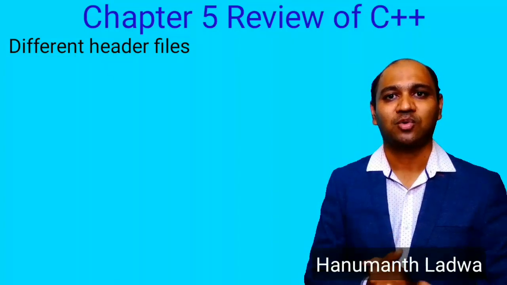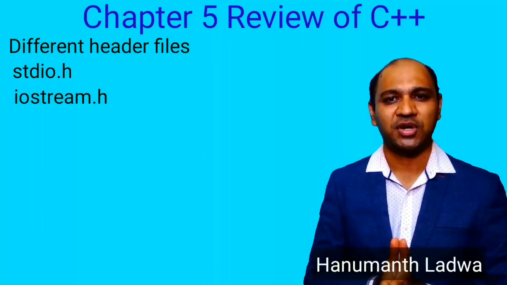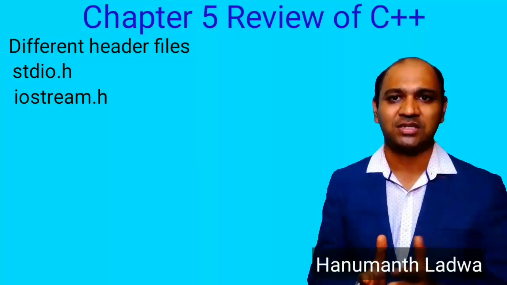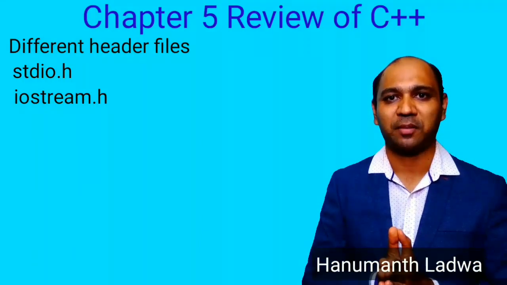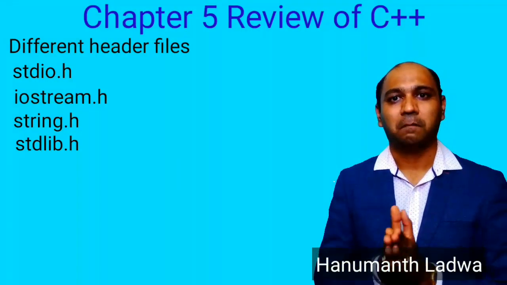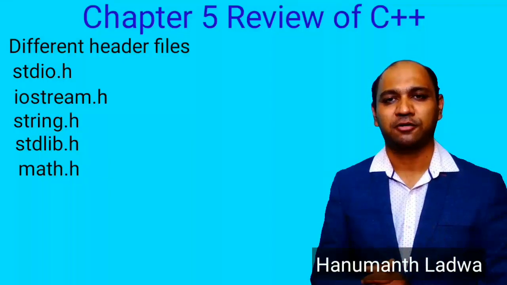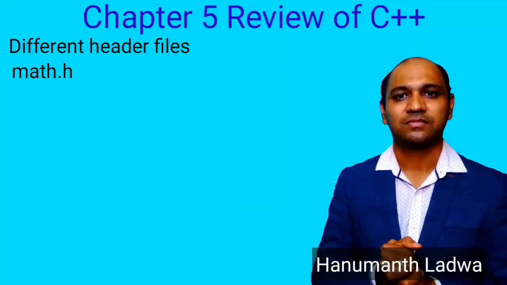The first one is the stdio.h header file and the iostream.h header file, which consist of certain objects as well as certain functions which are used in a C++ program. String.h, stdlib.h, math.h. So all these are different categories or types of functions. Now let us continue with mathematical functions.